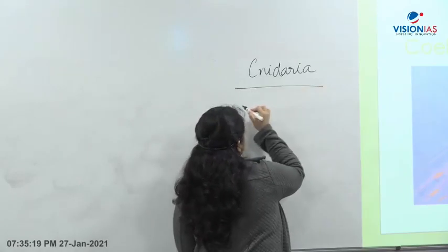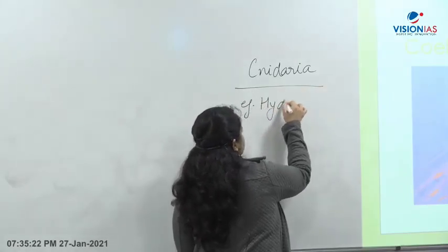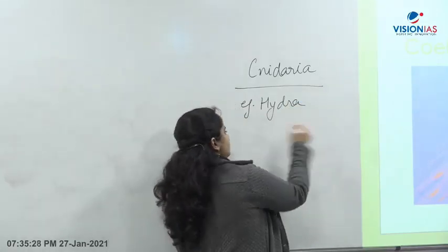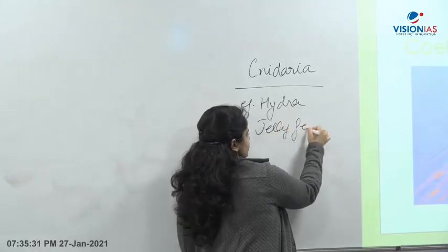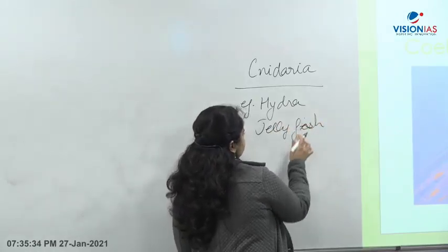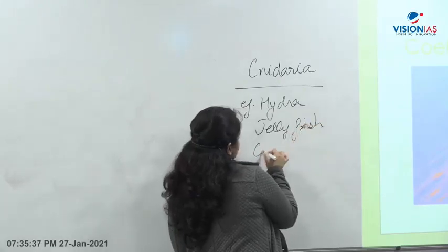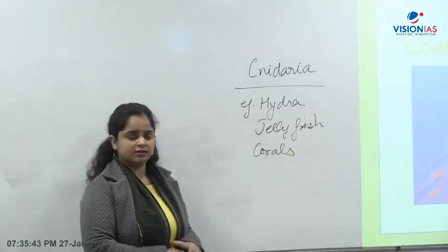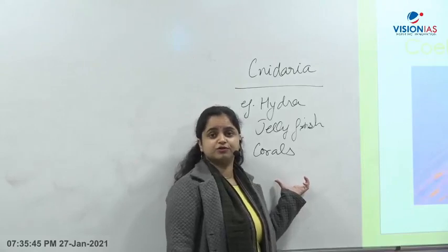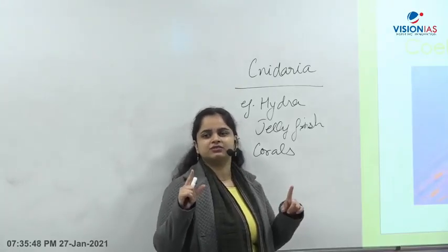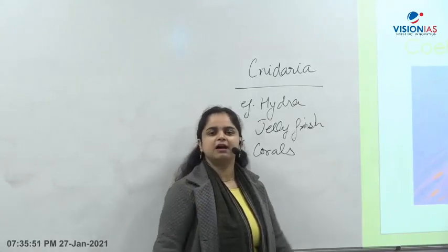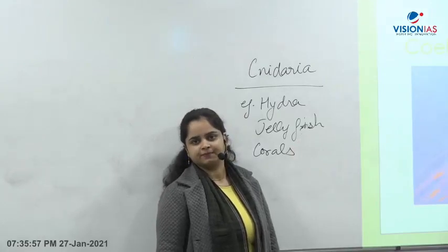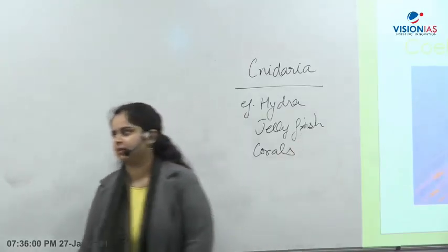And examples, you have Hydra. You must have heard the name, Hydra. Then, of course, the jellyfish, and then corals. You've heard about the corals? You're going to read a lot about corals in geography also, in environment also. So coral structure has two parts, animal part and plant part. The animal part is this, Coelenterata or Cnidaria. Okay, so this is a very important, significant example.